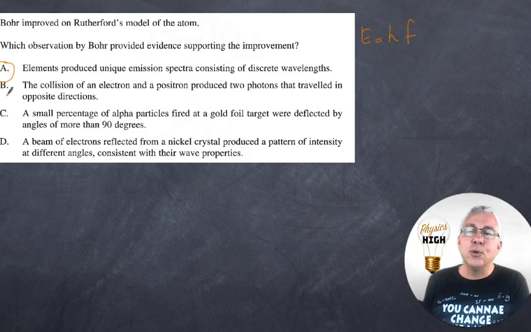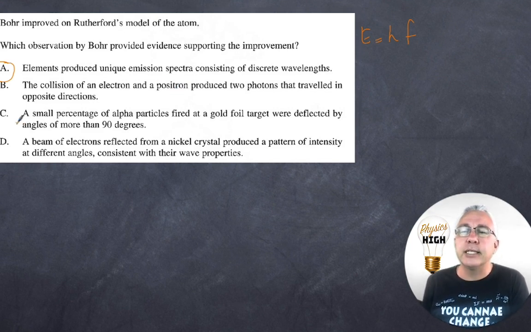Let's quickly review also why B, C, and D are incorrect. The collision of an electron and positron produced two photons. That is true, but the understanding of the positron didn't happen until the early 30s, with the discovery of the anti-electron, or the positron, by Carl Anderson in 1932. So B is incorrect. C, a small percentage of alpha particles fired at gold foil would have deflected by an angle of 90 degrees. Well, that's Rutherford's observation, not Bohr's.